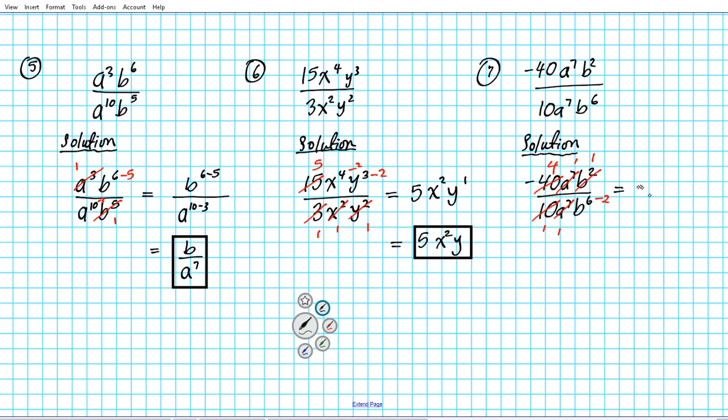So final answer, don't forget the negative, is going to be negative 4 over, and then b to the what? 6 minus 2 is 4. So it's negative 4 over b raised to the 4th power. And that's the answer to question number 7.